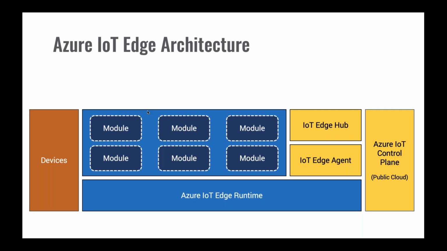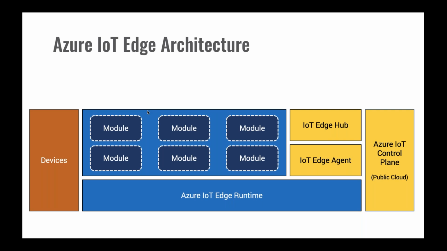So every IoT Edge device basically has a layer called the Azure IoT Edge runtime. And this is responsible for securing and maintaining the runtime of the edge computing environment. And then on top of that, we have an IoT Edge agent. And the responsibility of this is to basically maintain a connection to the cloud and to make sure that the edge computing is maintaining the desired state of configuration.